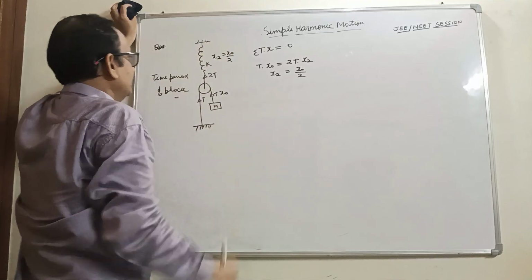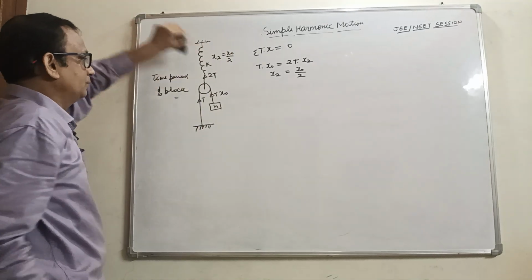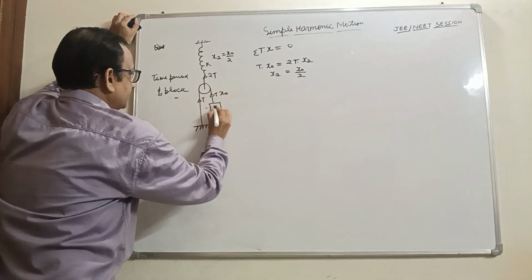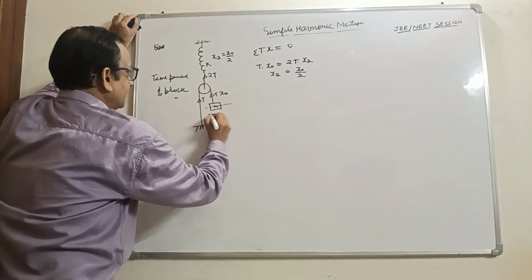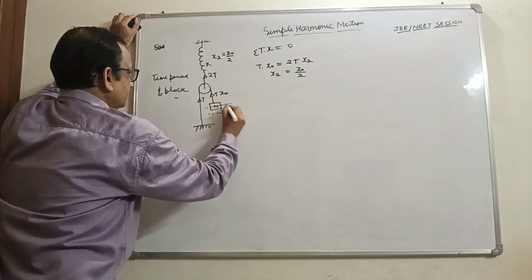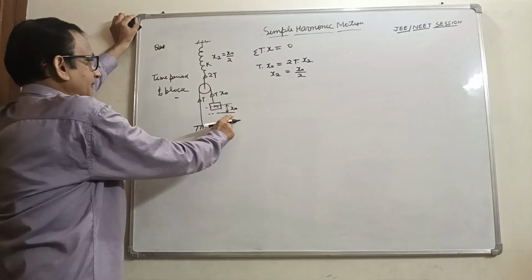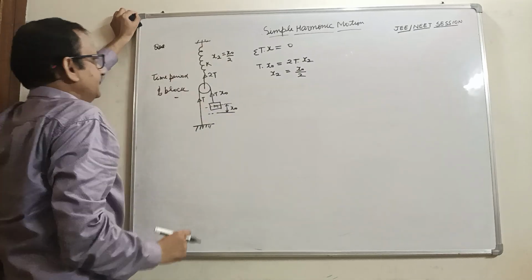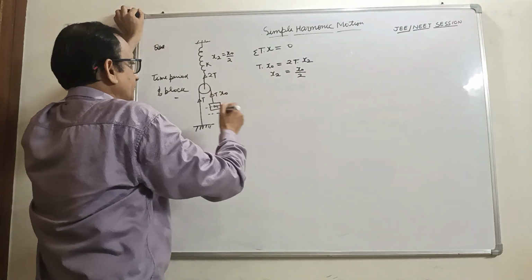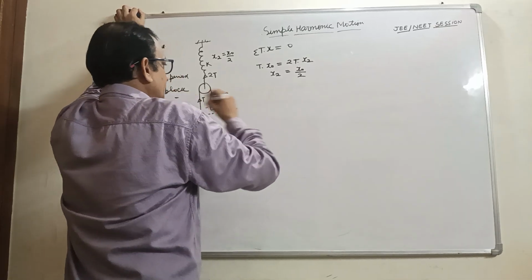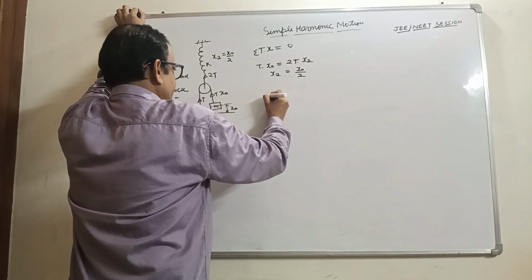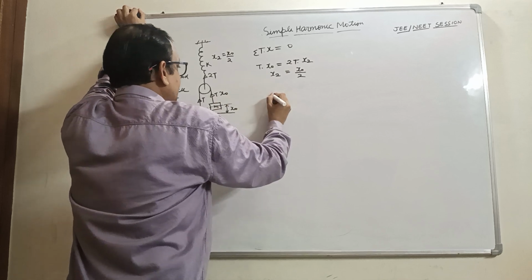The extension in the spring would be x by 2, if we suppose this is the mean position and this is the extended position x naught. So this extension is x naught, then the extension in the spring will be x naught by 2. So we conserve the energy, the potential energy of the spring.